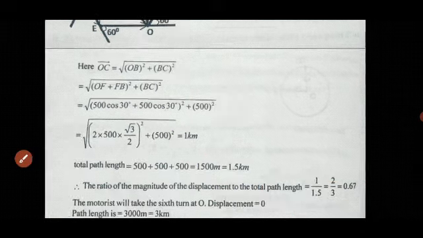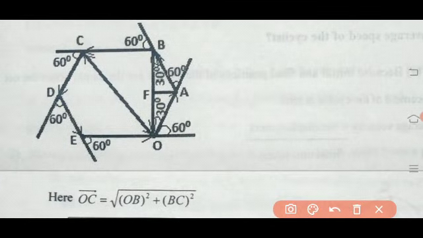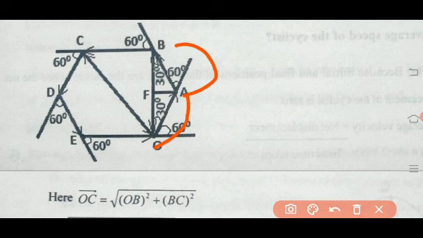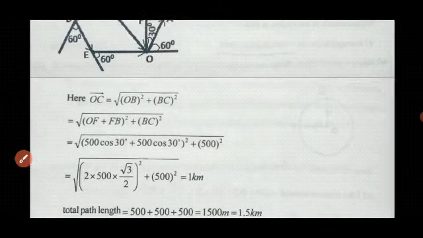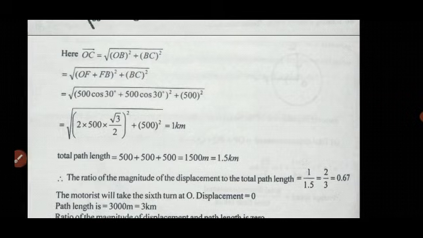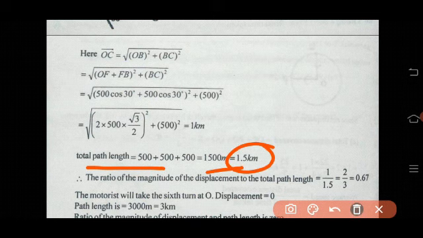Clear? Therefore, what is the total path length up to the third turn? OA is 500 meter, OB is 500 meter, then BC is 500 meter. So the total path length is 500 plus 500 plus 500, that is 1500 meter, that is 1.5 kilometer. Okay, clear? So you have to calculate it like this.